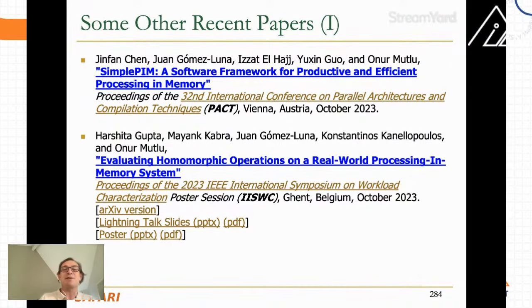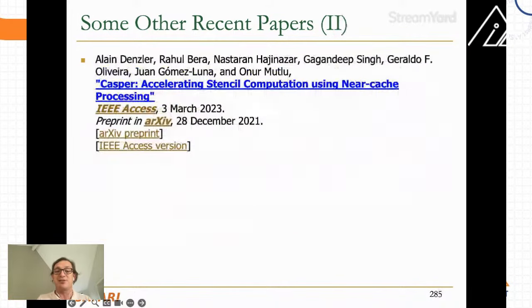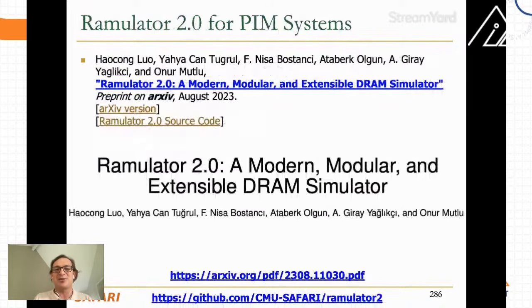I already mentioned this, but there are some other recent papers. Like I mentioned, programming is important. We've been looking at homomorphic encryption, which is actually really important for security in the future, and how to accelerate it using real processing in memory systems. You can take a look at that. And again, near cache processing is also interesting, and there's a lot of work in this area that I don't have time to talk about.